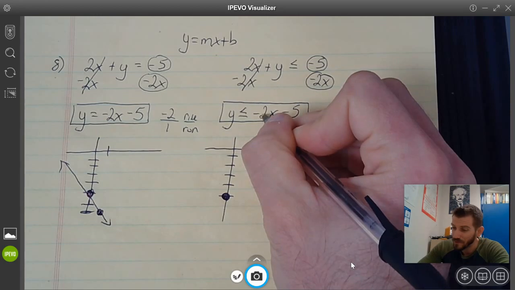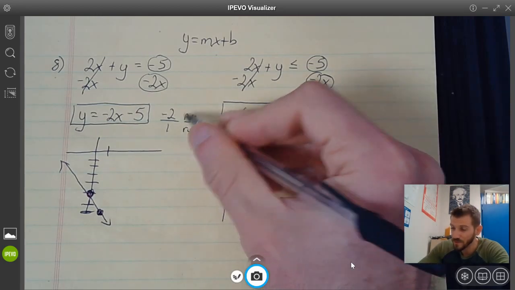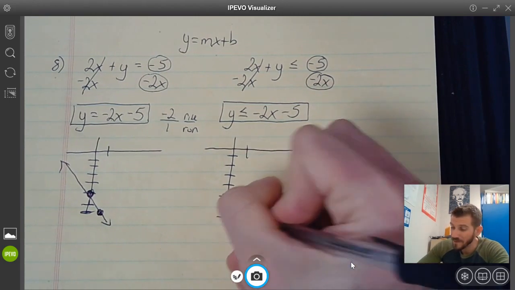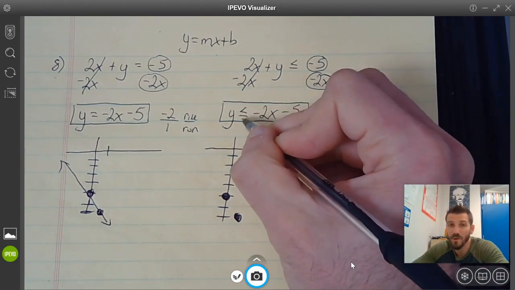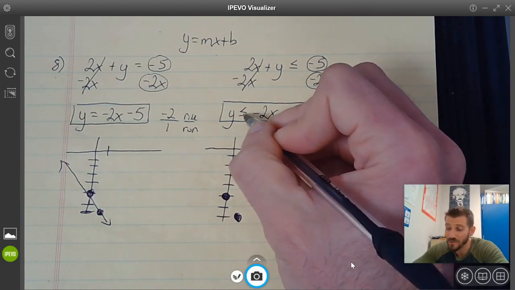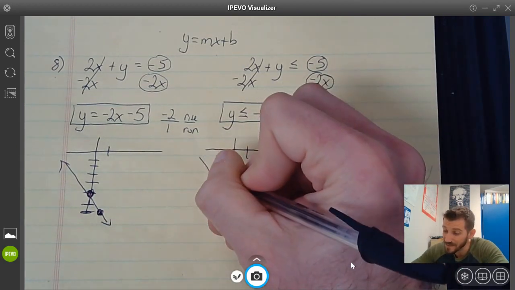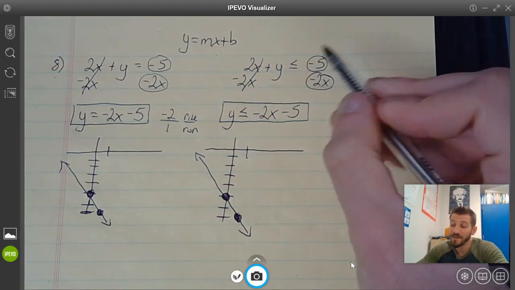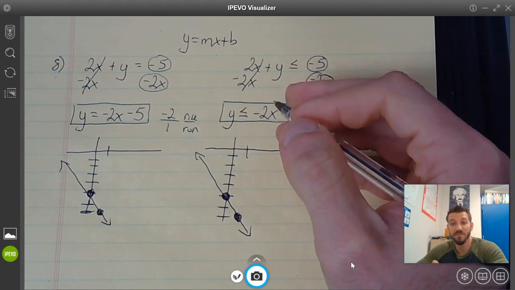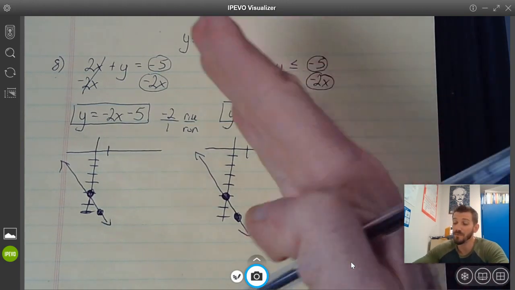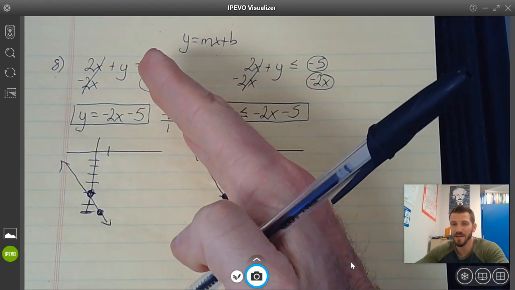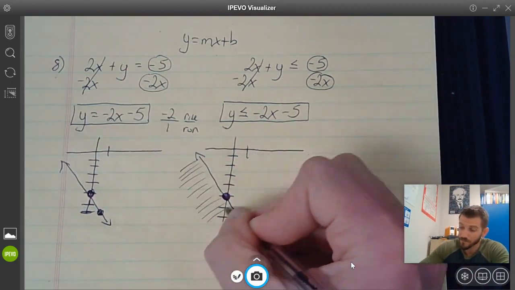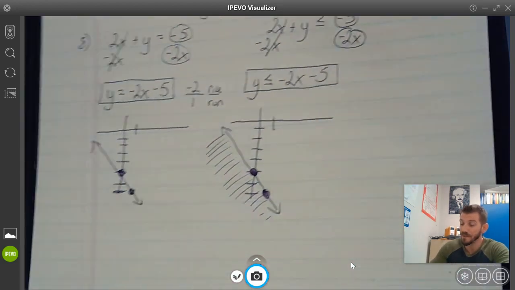Using my slope, I'd be going down 2 and over 1, just like we did. So down 2 over 1. Now, this one says less than or equal to. Because of the equal to, if you see a solid line, it is a solid line. There we go. And it says it's less than. Less than means smaller or down. So if I put my hand on my graph, I need to shade down the paper. So there it is. Okay.